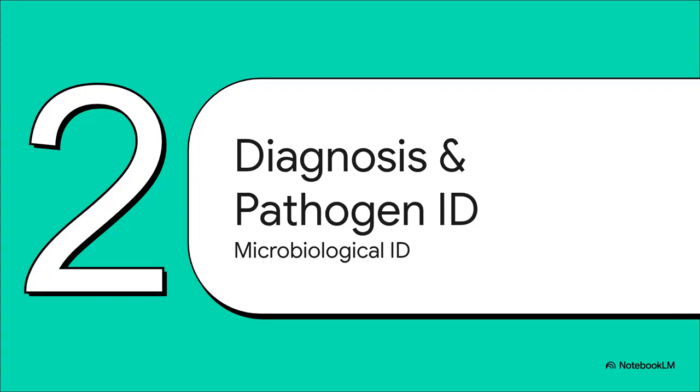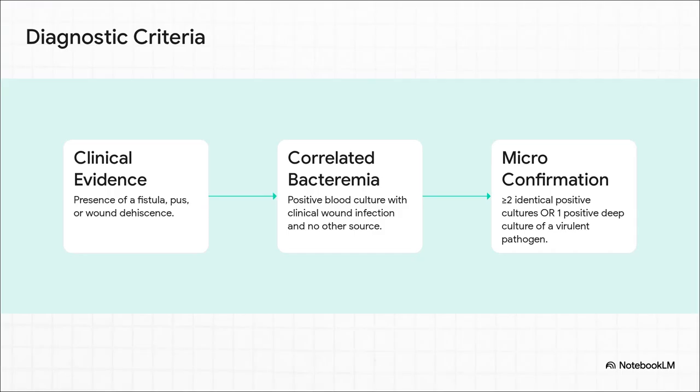So because the signs can be so different, a gut feeling or clinical suspicion just isn't enough. You can't guess. The only way to really manage this properly is to get a precise microbiological ID. That is the absolute cornerstone of the whole diagnostic process. To get a definitive slam-dunk diagnosis, you need to check at least one of these 3 boxes.